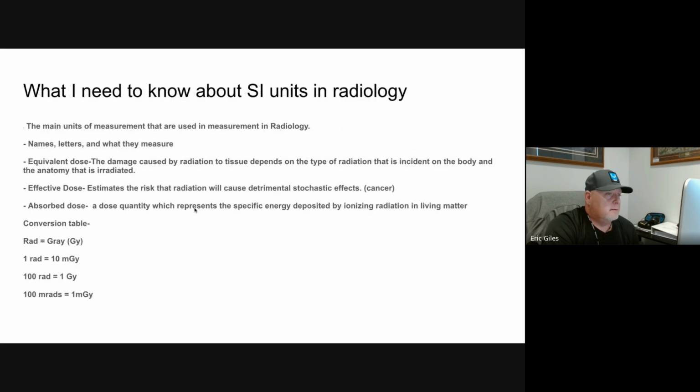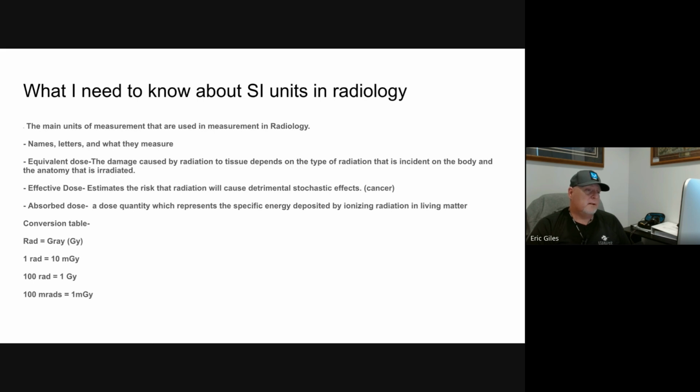Okay. So what I need to know about SI units in radiology, like I say, those things that I just went through, you just be familiar with what they are and what they stand for. Okay. We need to know the main units of measurement that are used in radiology, whether it be sieverts and grays or rads and rems. Okay. Just be familiar with it.